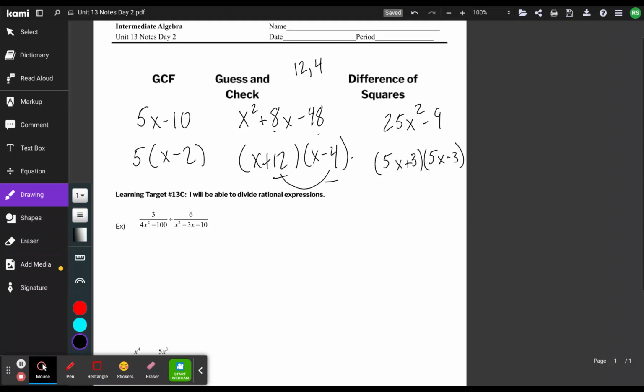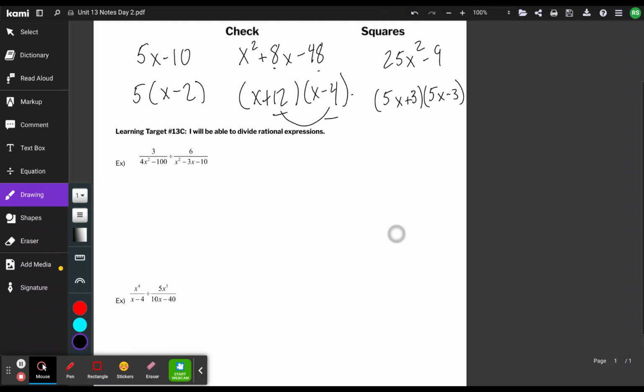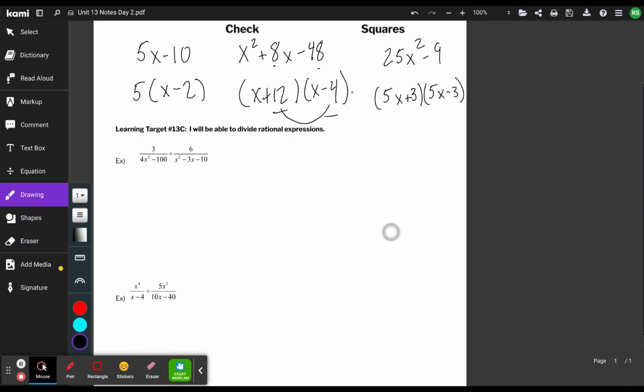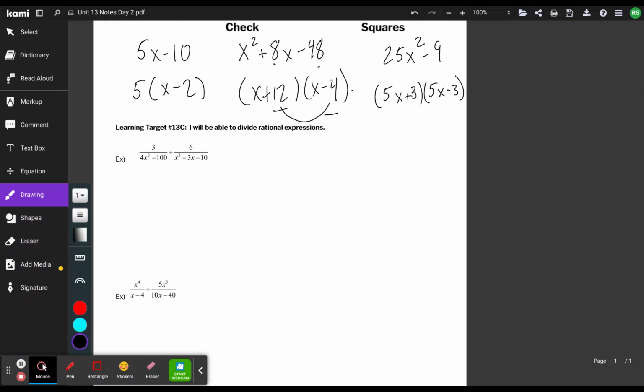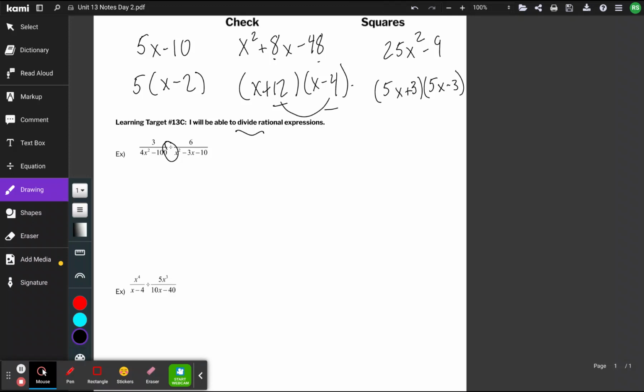So those are just some of our factoring methods to keep in mind as we move on to simplifying our rational expressions. Today we are going to be dividing rational expressions, and we're going to do it just like we divided fractions first semester. So let's take a look at the first example here. You'll see the division sign there, and rational expressions look just like fractions.